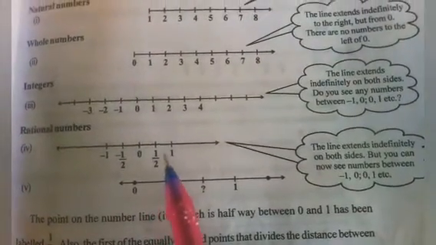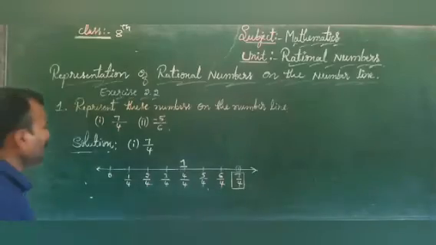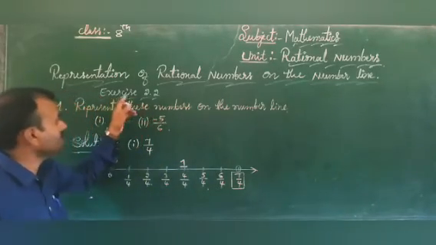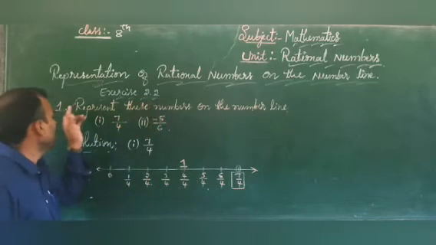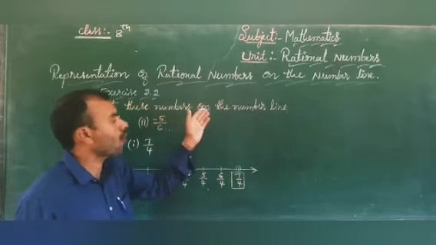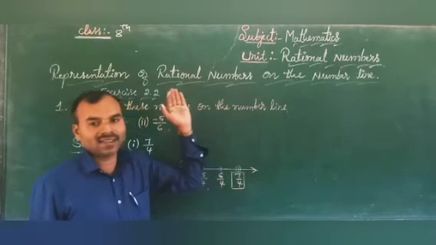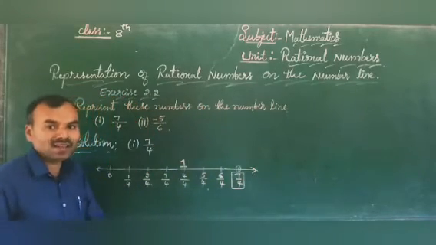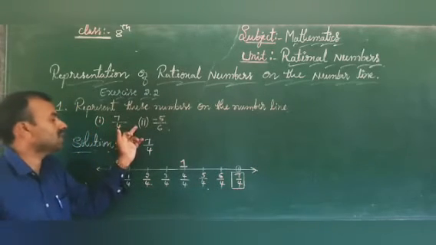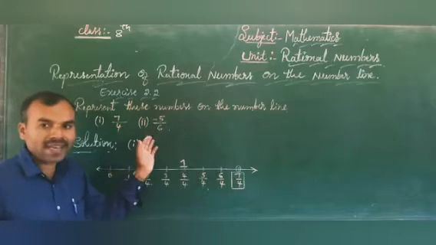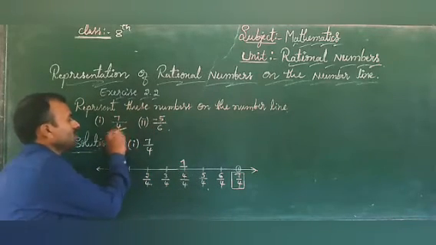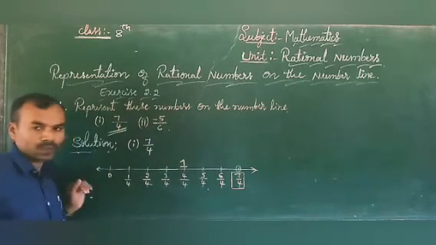Yes. Okay, dear students, now we take exercise 2.2. First one, represent these numbers on the number line. These numbers means rational numbers. Here first one 7 by 4 and second one -5 by 6. Solution. First I take 7 by 4.